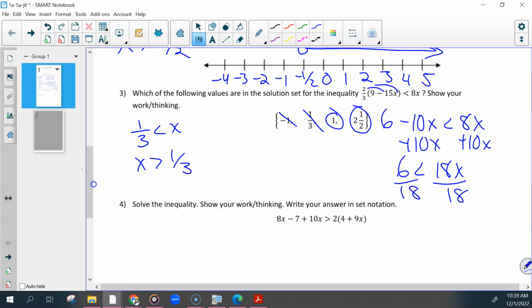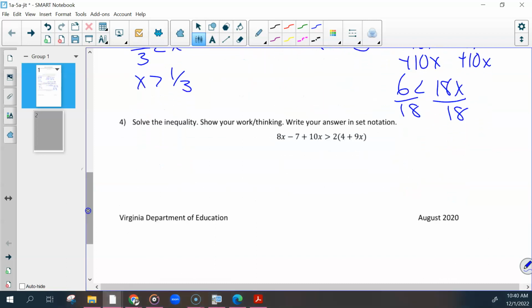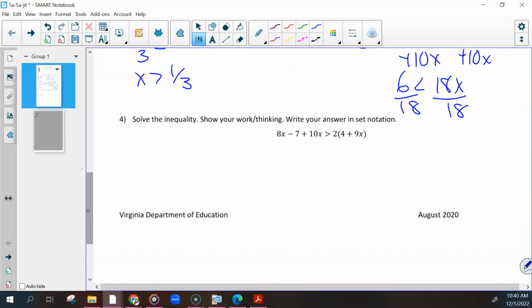And then the last one, if you got to this one and you solved it, you may have seen something that was a little weird. I'll explain what that is here in a second. So solve this like normal. So I'm going to combine my like terms to get 18. And then distribute. If you were thinking this looks similar to like a no solution type thing, you're on the right track, but it's not what it's called here. So keep solving.